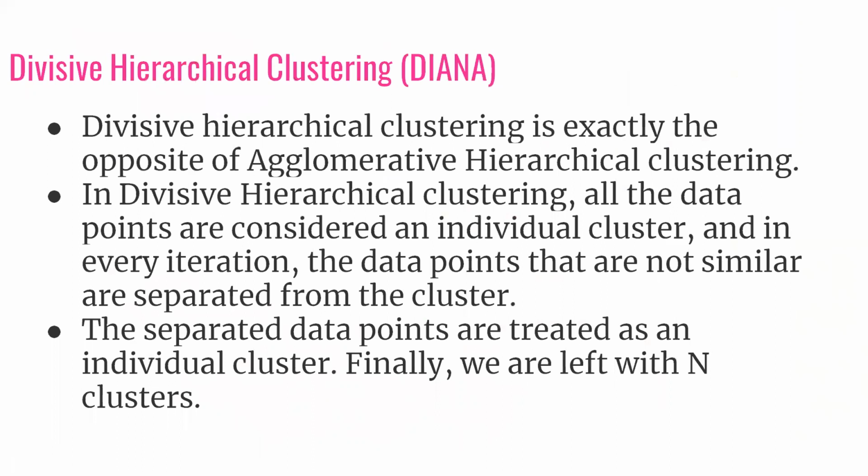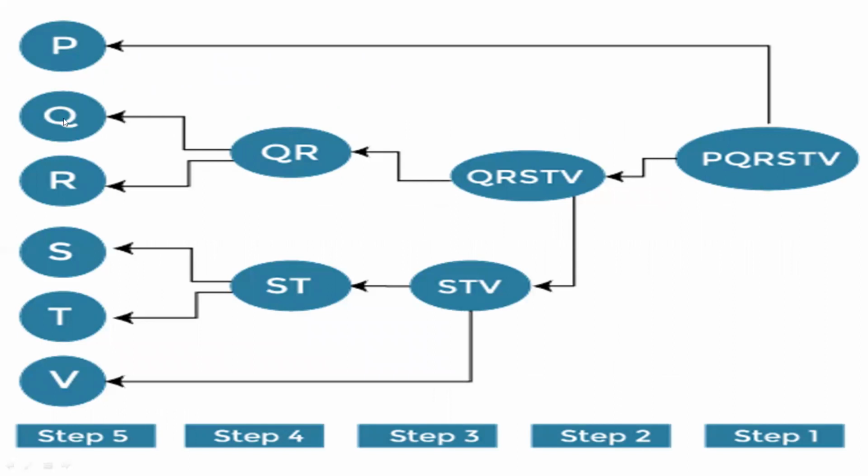And the next hierarchical clustering is divisive. See, it is simply the opposite of the previous one. Agglomerative is a bottom-up approach where we have considered each and every data point as a single cluster. But in divisive, we consider all the data points together as a single cluster. Later on, we divide it into clusters. Let us see how it is done. Initially, all the data points are P, Q, R, S, T, V. All the data points together form a single cluster.